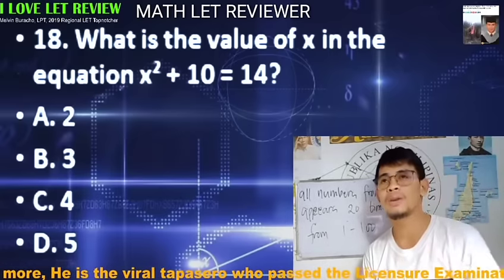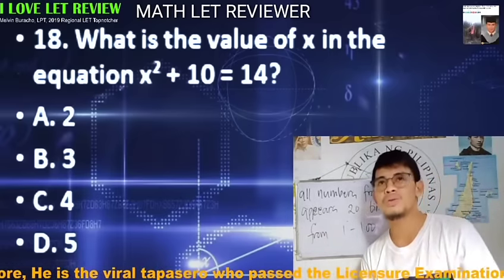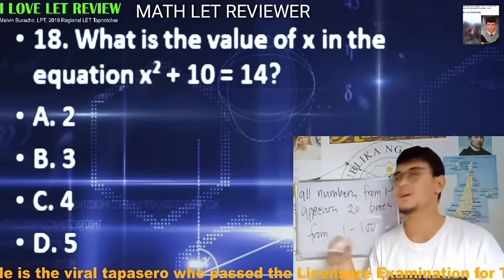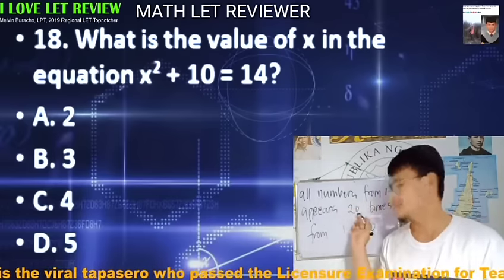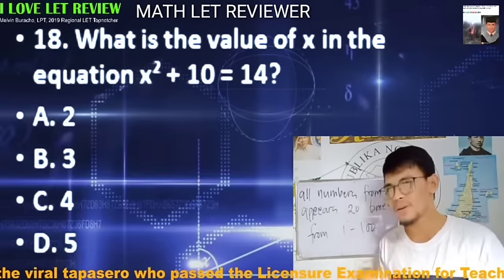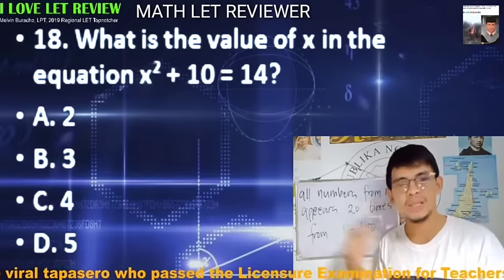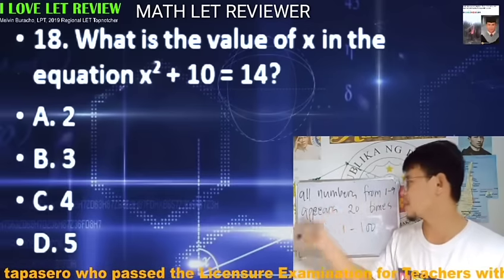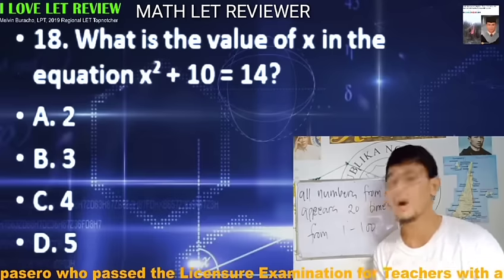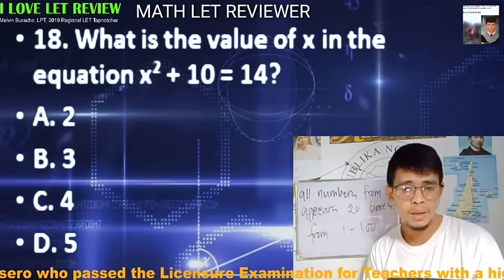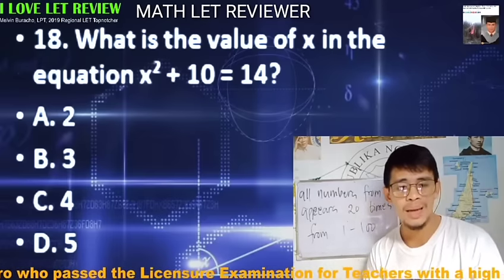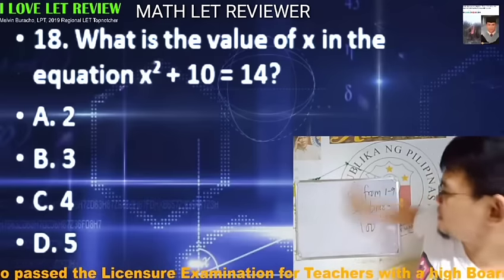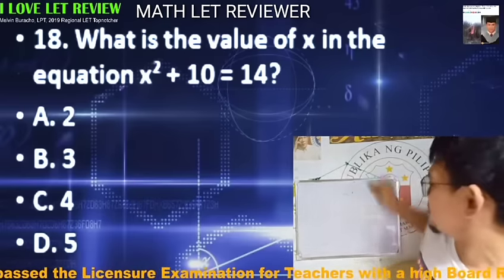Pag tinanong sa'yo, how many times does 2 appear from 1 to 100? 20 pa rin yan. Si 3, 20. Si 4, 20. Si 5, 20. Si 6, 20 until 9, 20 times. So, sulat nyo lang po ito. All numbers from 1 to 9 appear 20 times from 1 to 100. Okay? So, number 17, that will give you letter C. Letter C. Imposible naman po siguro na nagkakamali ka dito.